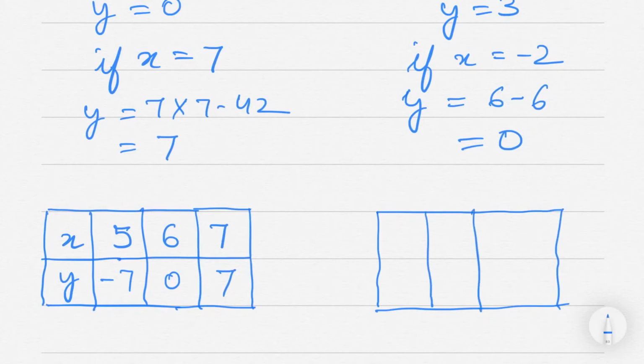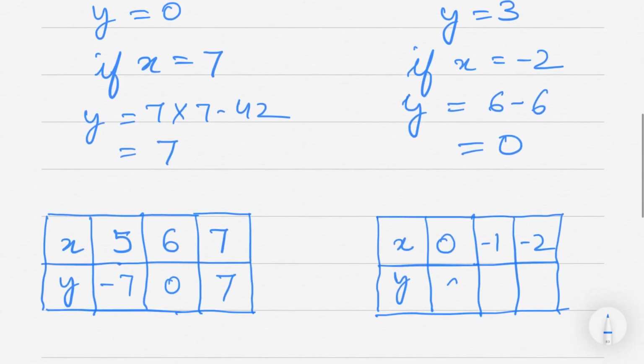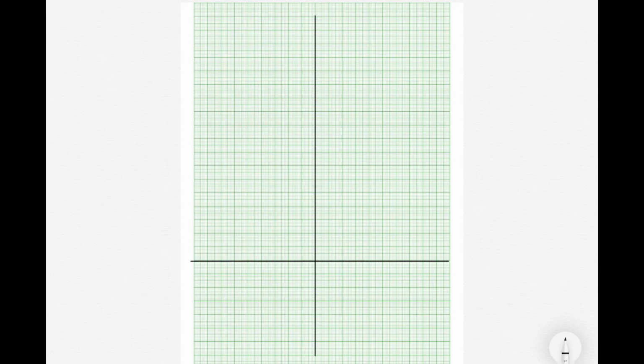So if x is 0, minus 1, minus 2, then y is coming out to be 6, 3 and 0. So I have found out the values algebraically. Now let's put these values on the graph paper. We have to represent graphically also. This is our graph paper, and let's mark our coordinate axes. So this is my x and x dash, this is my origin, and this is y dash and y.